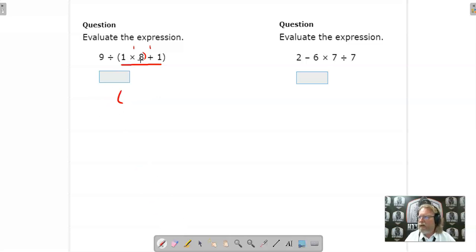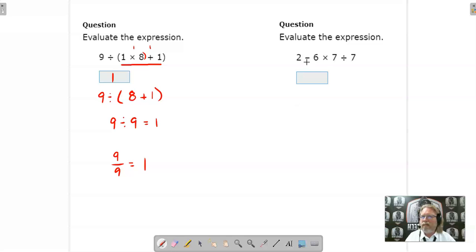8 times 1 times 8 is 8, and then plus 1. Now we can bring down that 9 divided by. Let's deal with the parentheses still, what's left there. 8 plus 1 is 9, and 9 divided by 9 equals 1. Because again, every division problem can be written as a fraction, so 9 over 9, and any number over itself is equal to 1. So in this case, our solution is 1.